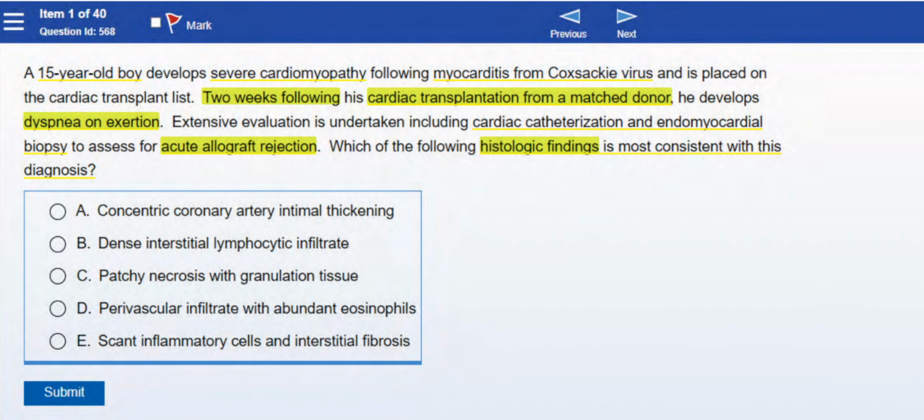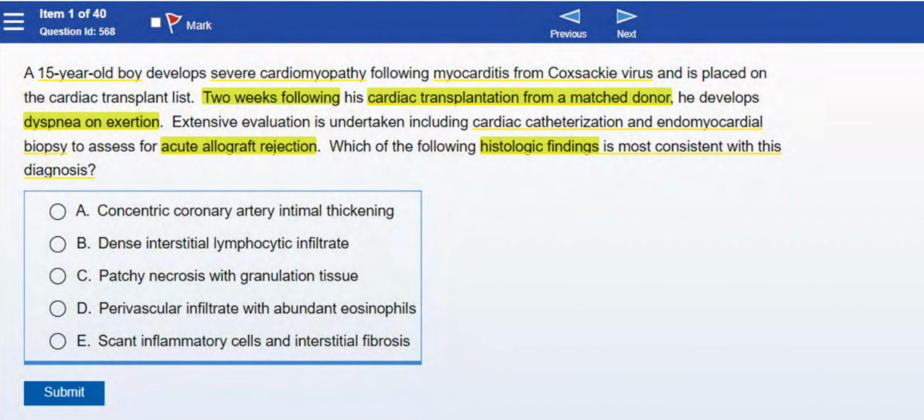A 15-year-old boy develops severe cardiomyopathy following myocarditis from Coxsackie virus and is placed on the cardiac transplant list. 2 weeks following his cardiac transplantation from a matched donor, he develops dyspnea on exertion. Extensive evaluation is undertaken, including cardiac catheterization and endomyocardial biopsy to assess for acute allograft rejection. Which of the following histologic findings is most consistent with this diagnosis?